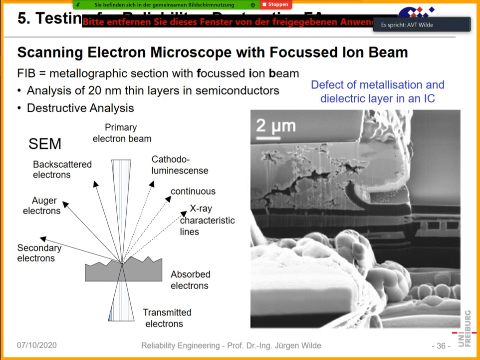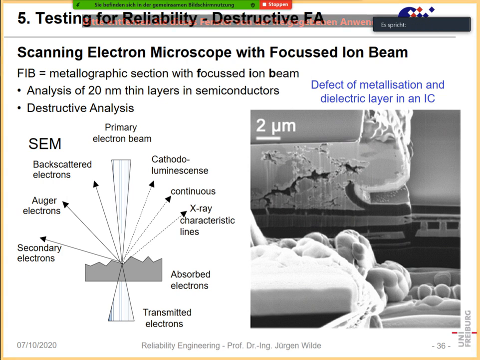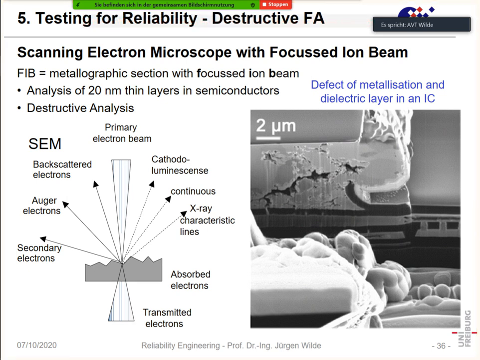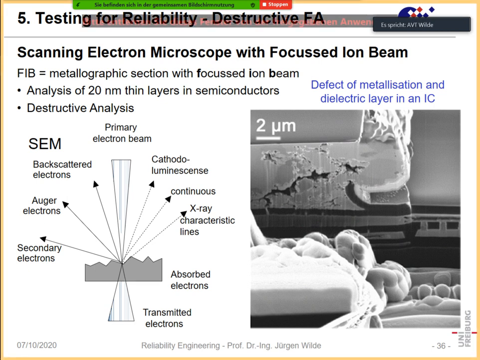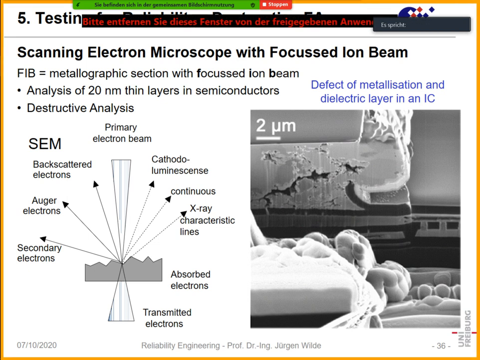Okay, again, here is such a FIB section. Here we can see a flip chip interconnection which was damaged. We can see it's a typical fatigue damage. It is a structure which is broken up completely with many cracks and pores, and that is due to thermal mechanical deformation. So first, this is cut with the focused ion beam.